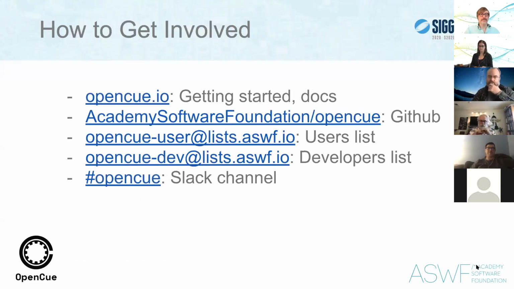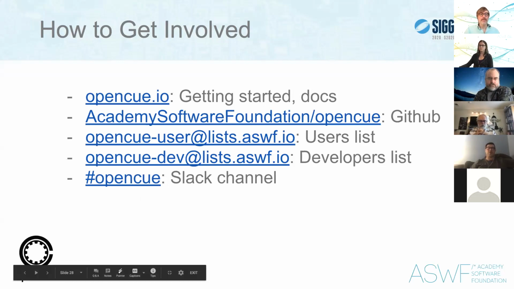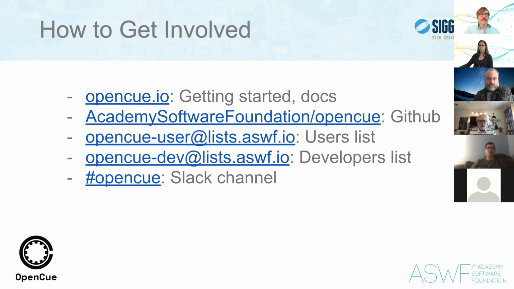Cool, so getting involved with OpenCue. OpenCue.io is a great place to start for users or developers. That'll get you started with documentation, installers, all that kind of stuff. Our main repo is linked here, where you can track our development status and file issues, all that good stuff. We have users and developers lists and forums linked here as well. And we are also active on our Slack channel at slack.aswf.io on the OpenCue channel. So definitely find us there, where we're always hanging out and happy to answer any questions.